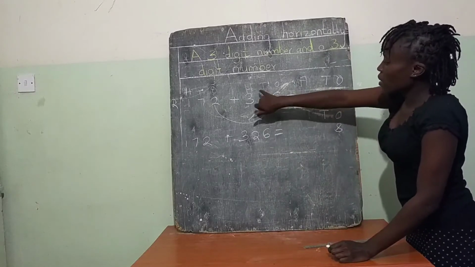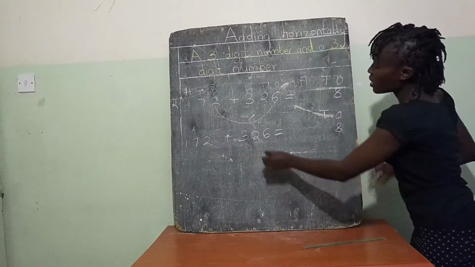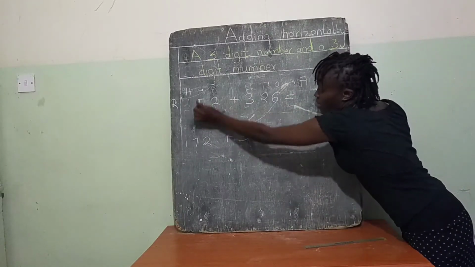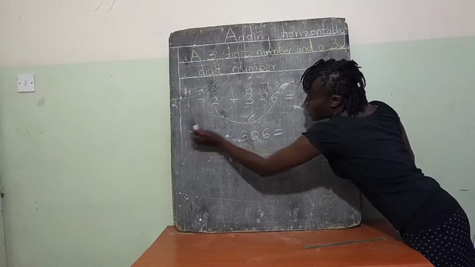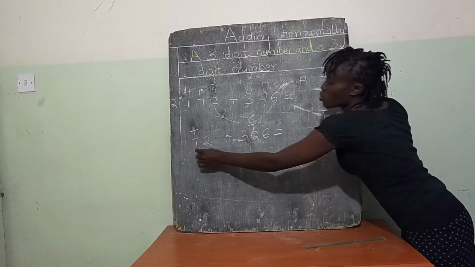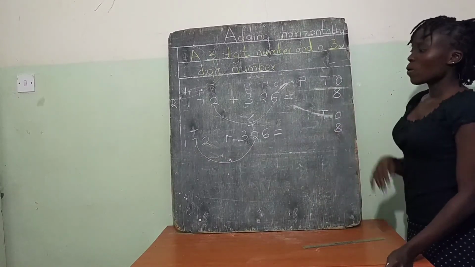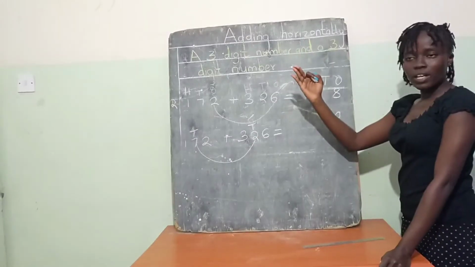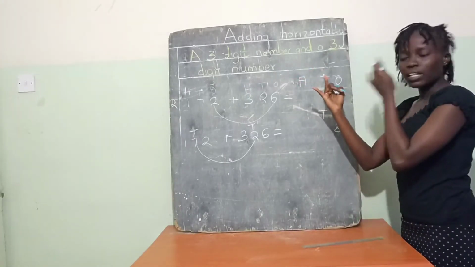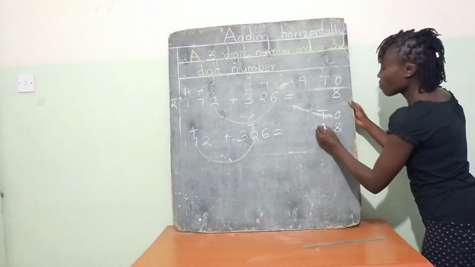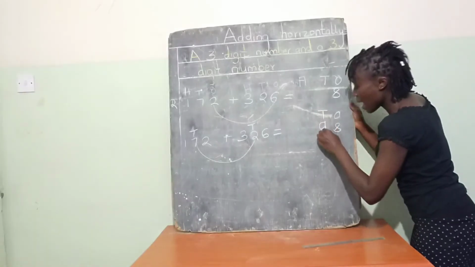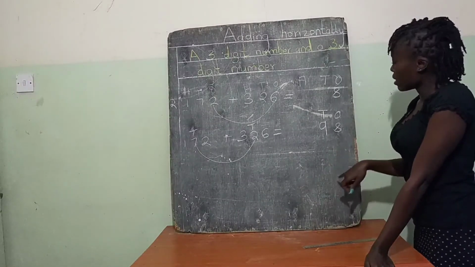We come up here, we look which one is tens. The tens is 2 and 7. We label here tens and tens. So 7 plus 2. 7 in the head, 2 on the fingers. 7, 8, 9. Therefore, our answer on tens is 9.